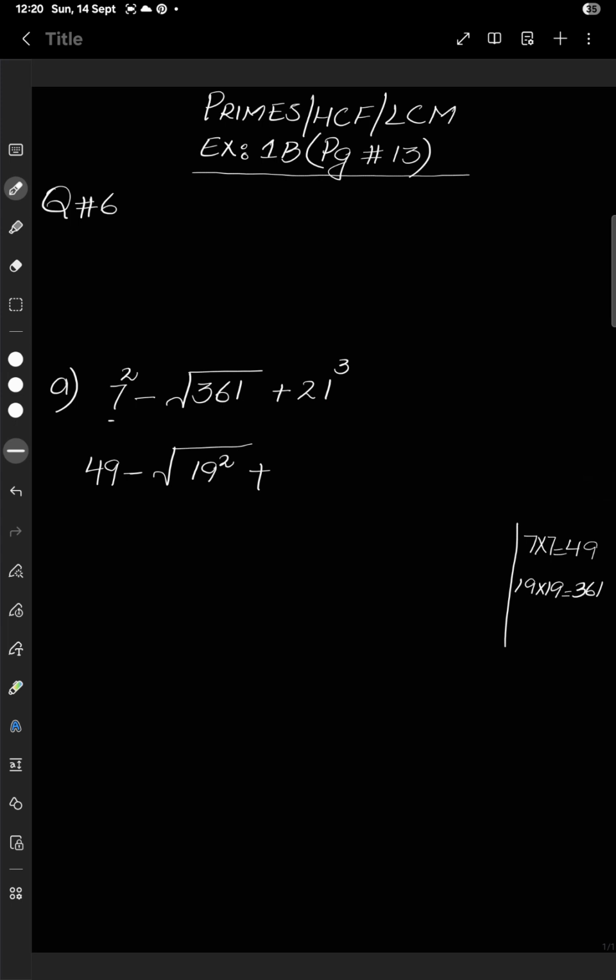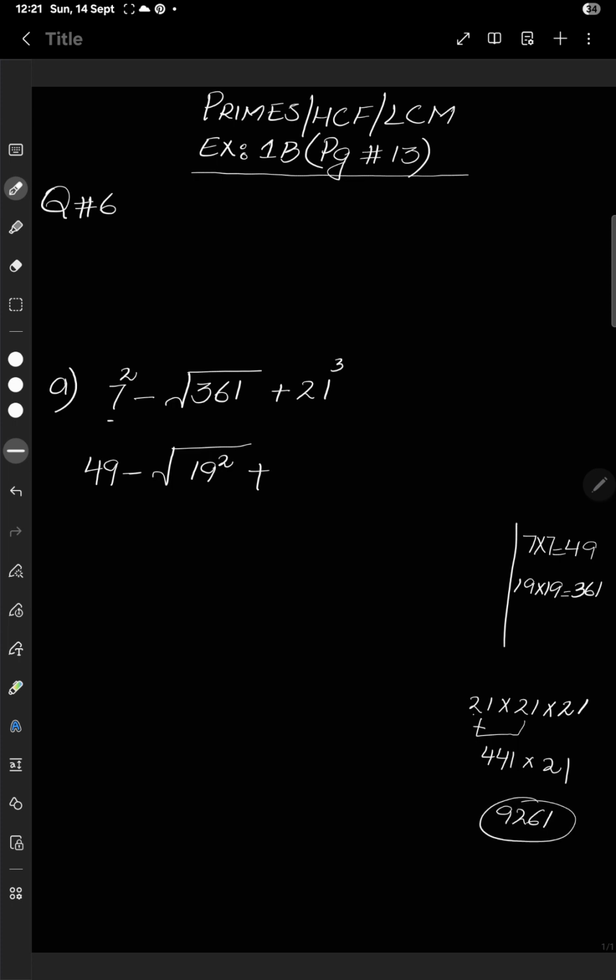Let me clear one thing here. Usually students make this mistake. They multiply 21 with 3 and get the wrong answer, which is absolutely wrong. Cube means you will multiply the number 3 times. So if I take 21 cube, 21 multiplied by 21 multiplied by 21, you all know how to multiply. When I multiply 21 with 21, my answer will be 441. And when I multiply 441 with 21, my answer will be 9261.